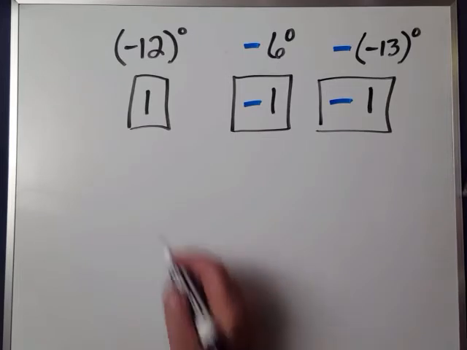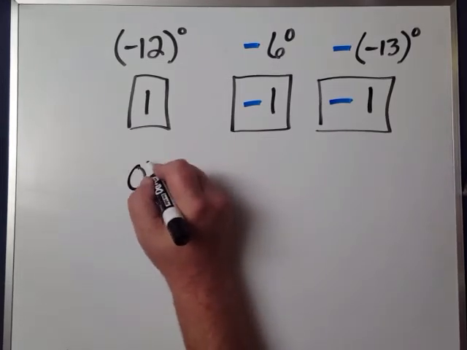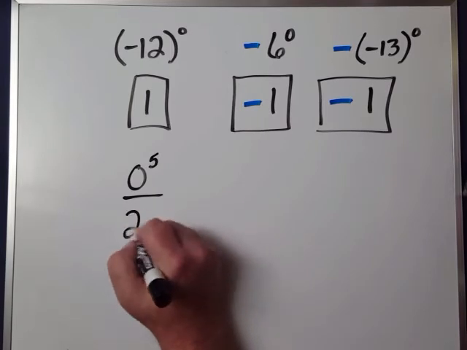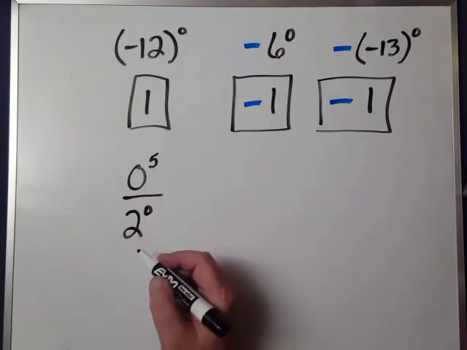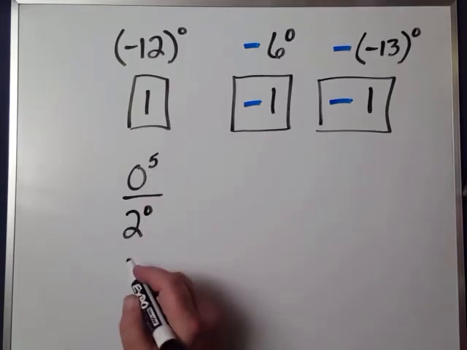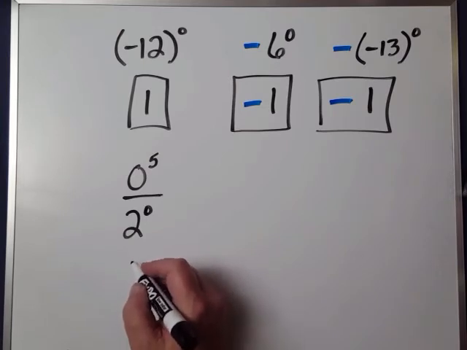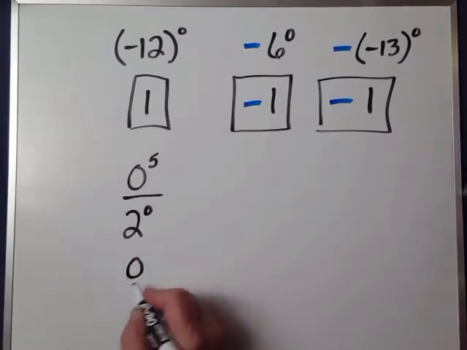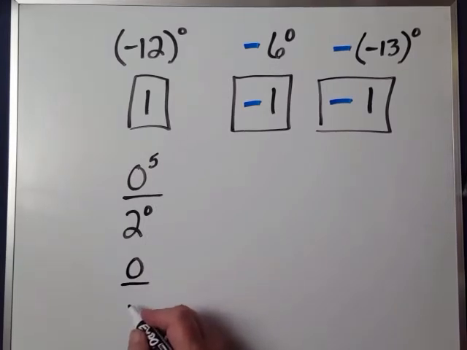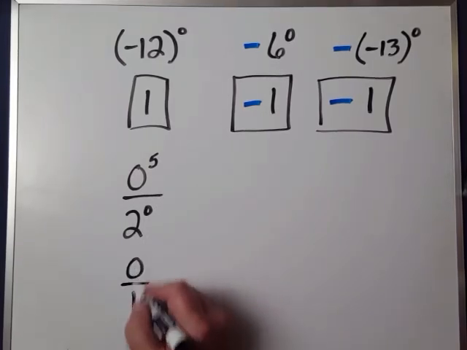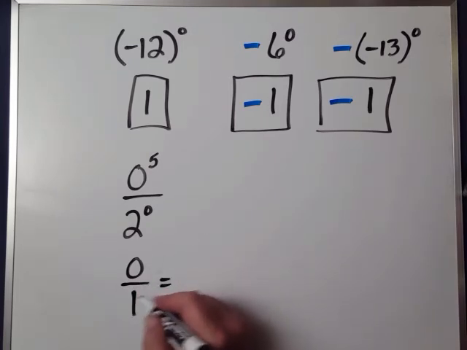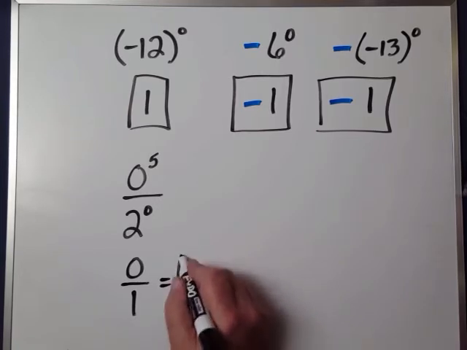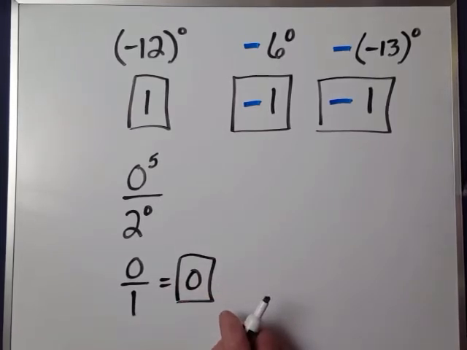All right, let's look at number 20. 0 to the 5th over 2 to the 0. 0 to the 5th: 0 raised to any power other than 0 to the 0. 0 raised to any non-zero power is 0. 2 to the 0 is 1. 0 divided by 1, there's no problem there. 0 divided by anything other than 0 is 0. If I had a 0 in the denominator, I would have a problem. That would be undefined, but that's certainly not the case here.